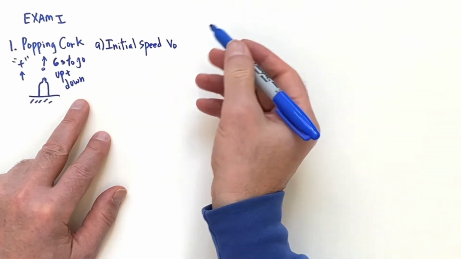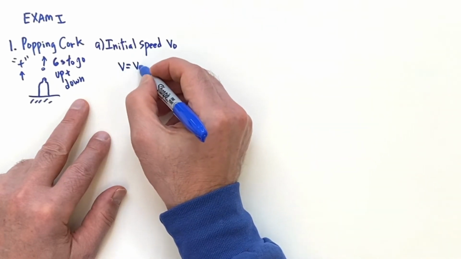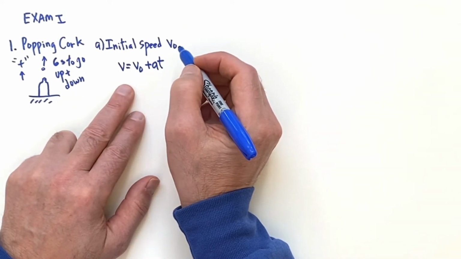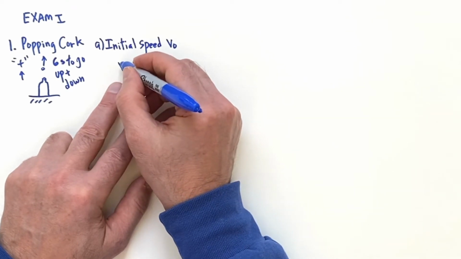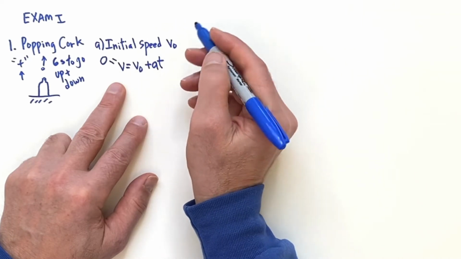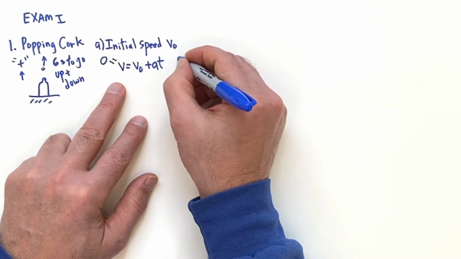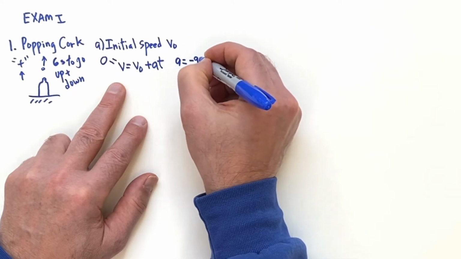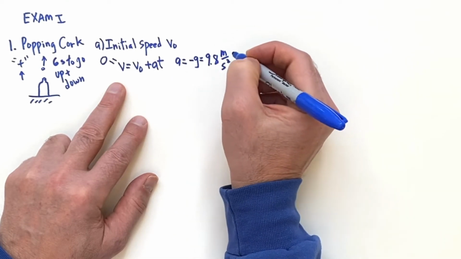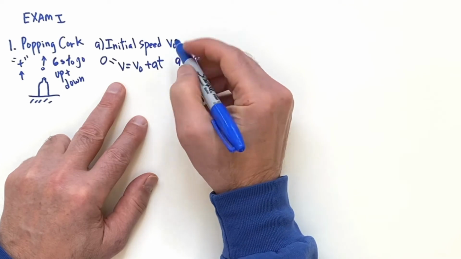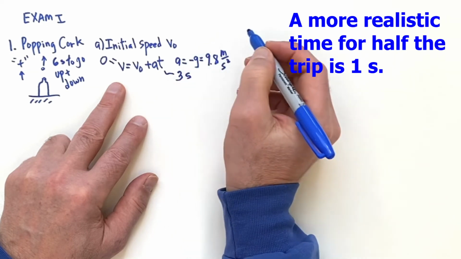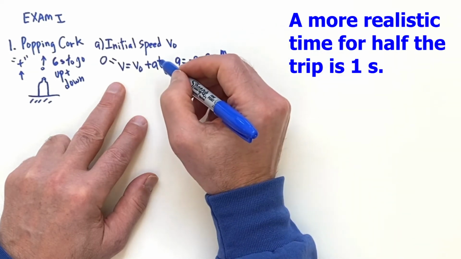V naught. I'm going to use this equation. V is V naught plus AT. And here I don't know what V naught is, but I do know at the top of the trip, the velocity is 0. And I know that A is minus G, 9.8 meters per second squared. And I know the time, this is the time for 1/2 the trip. So this is going to be 3 seconds. So I can solve the equation now.